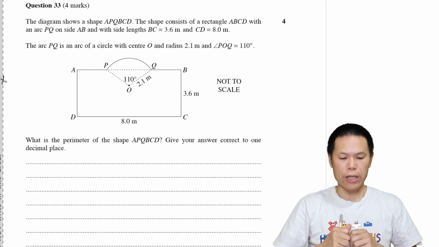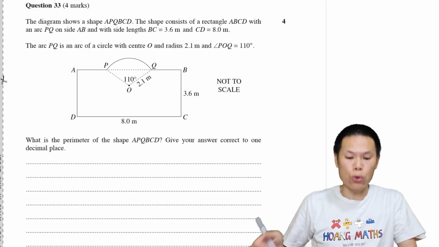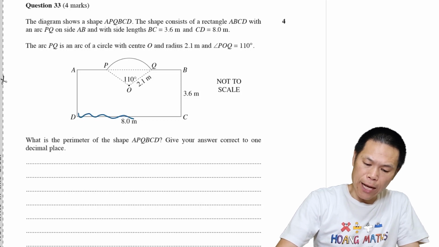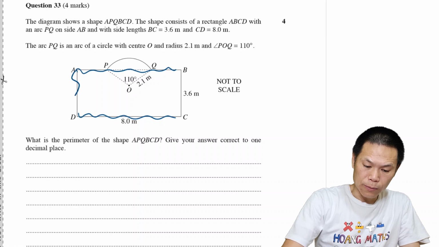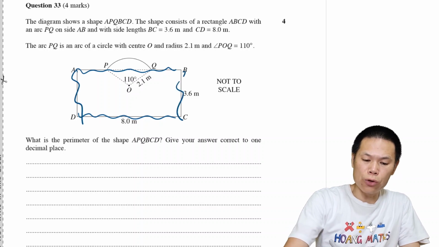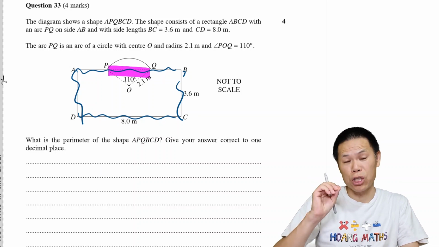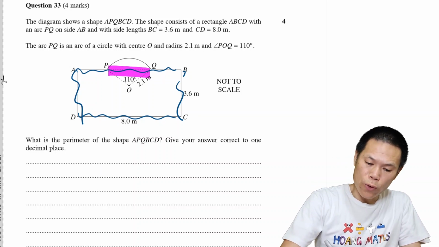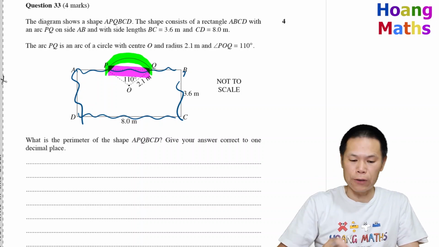Question 23. To work out the perimeter of these shapes, we add these lengths together, but then we need to minus this part out. Perimeter is the length around the shape. And then we add the arc length of PQ. So let's work out the arc length of PQ first.